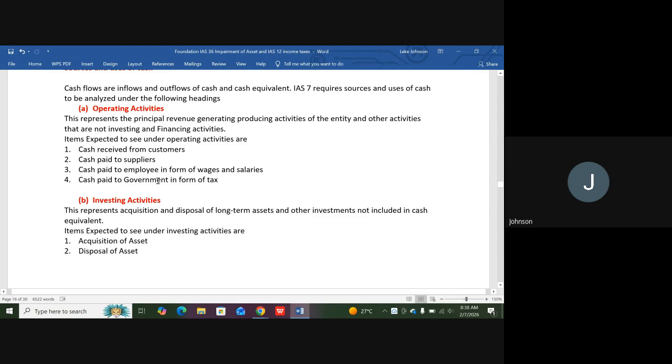So when you pay cash to suppliers, you're paying cash to suppliers because they supplied you goods that you are selling to customers, right? So that is cash paid to suppliers. The next one we'll talk about is cash paid to employees in form of wages and salaries. Then the last one, cash paid to government in form of taxes, right? So all these four activities are what can be classified as operating activity. Cash that you receive from your customer, cash you pay to your supplier, cash you pay to your employee in form of wages and salaries, cash you pay to government in form of taxes.